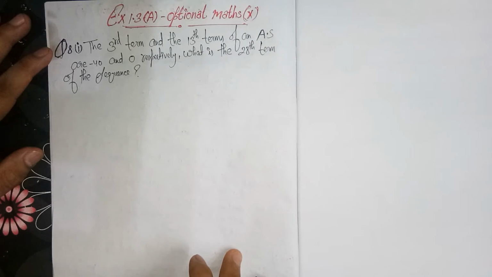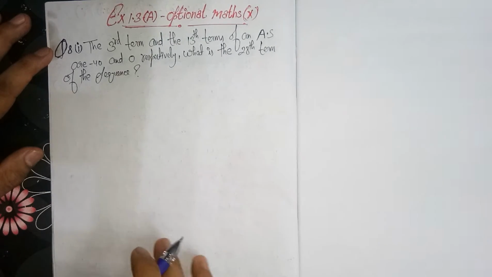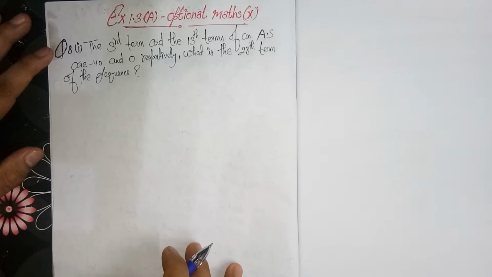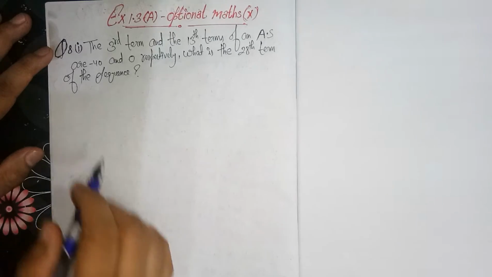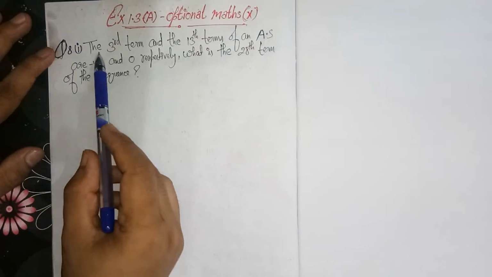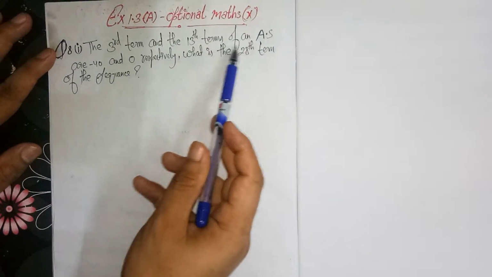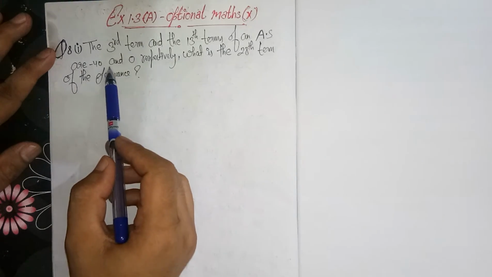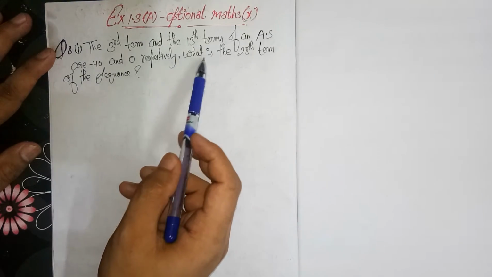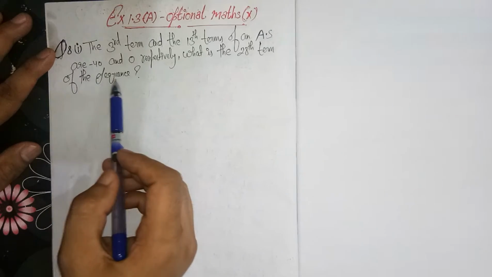Now let's start. So in this question number 8, we have 3 parts. We will solve each one of them one by one. So the first part I have written over here. The question says the third term and the 13th term of an AP are minus 40 and 0 respectively. What is the 28th term of this sequence?